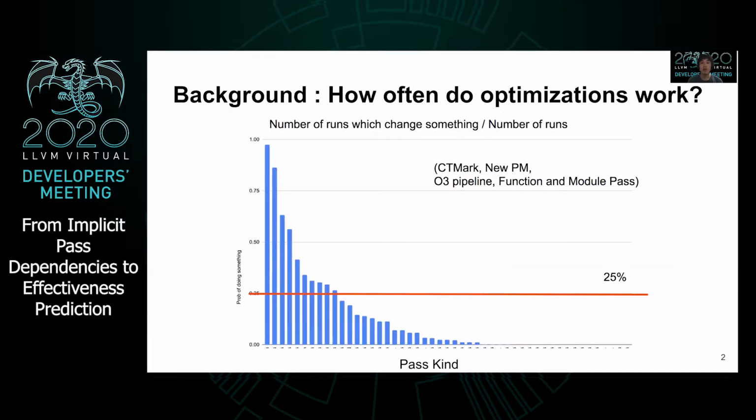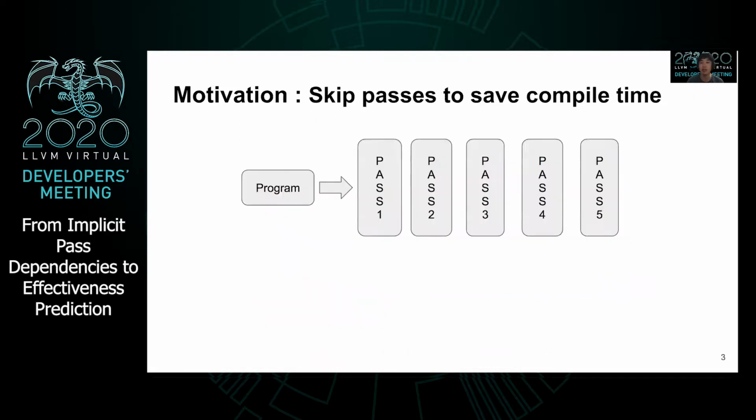First of all, LLVM has a lot of optimization passes. But do you know how often current optimization passes actually modify the program? In this chart, the x-axis indicates the kind of passes, and the y-axis indicates the probability of changes. As you can see, the probabilities are basically low. We are investing time in optimization passes which do not succeed. So we want to improve this situation by skipping such passes dynamically.